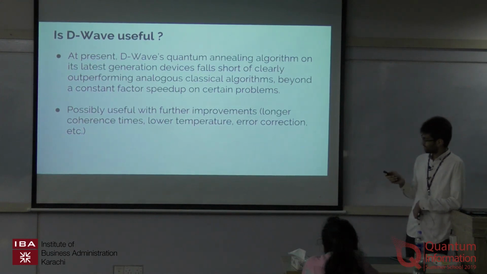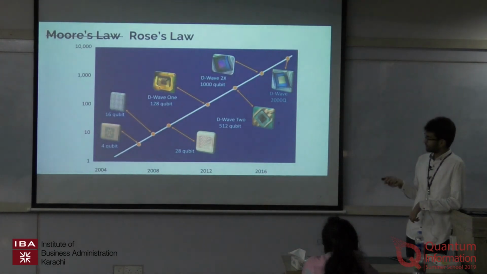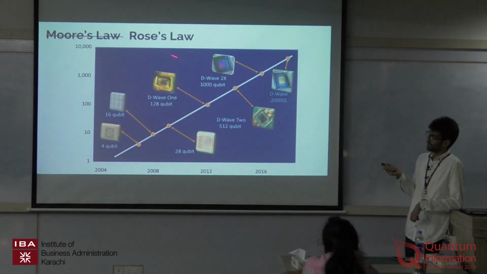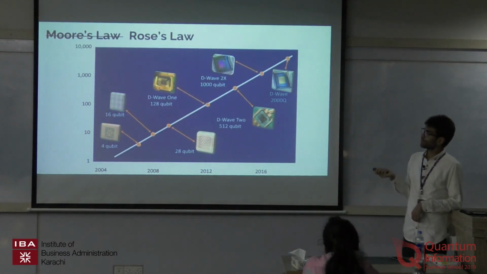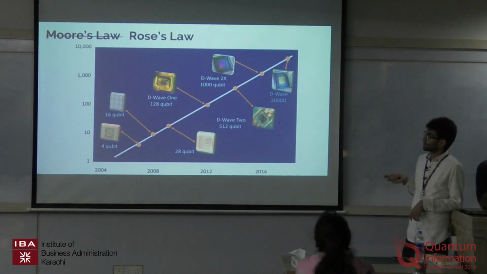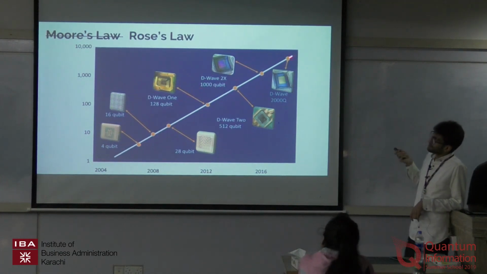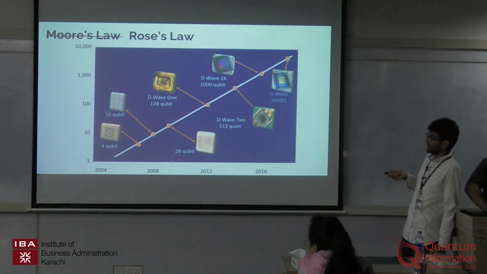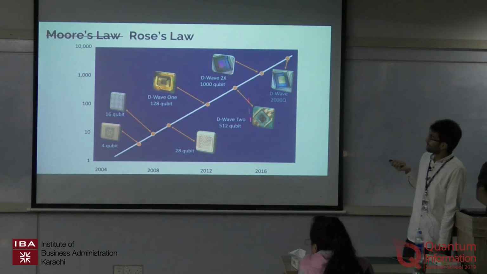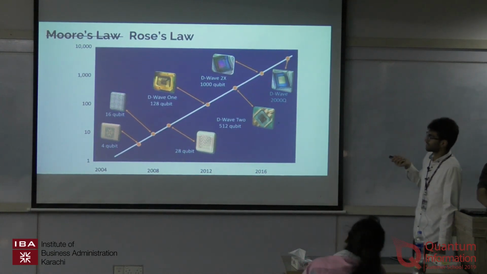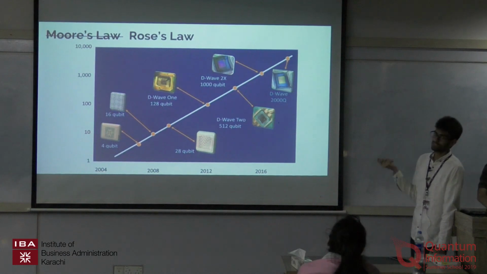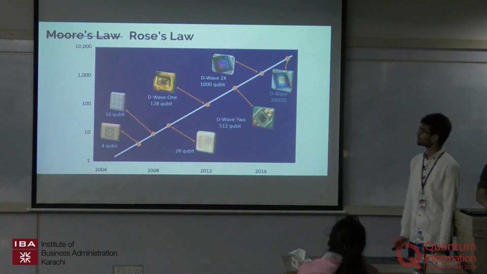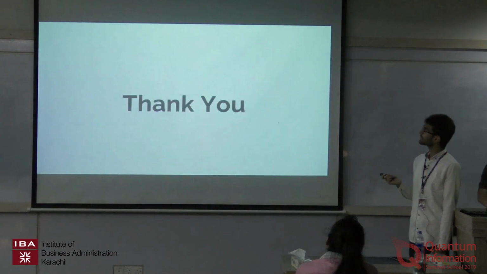But as you can see over here, there is a constant improvement. Just like we know Moore's law in classical computing, there is Rose's law in quantum computing. So D-Wave has their own Moore's law. They keep on improving the number of qubits every number of years. If this trend keeps on going, one day we will for sure have quantum computers that are faster than the classical computers. So thank you.